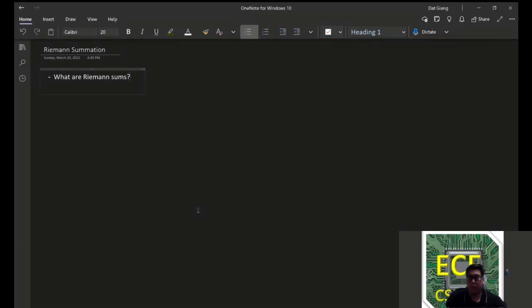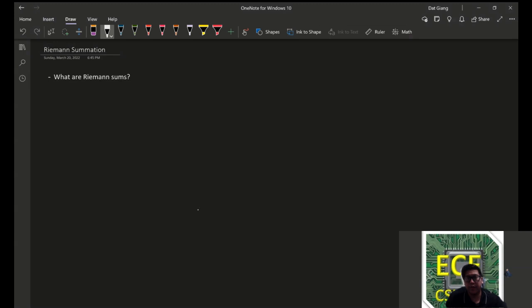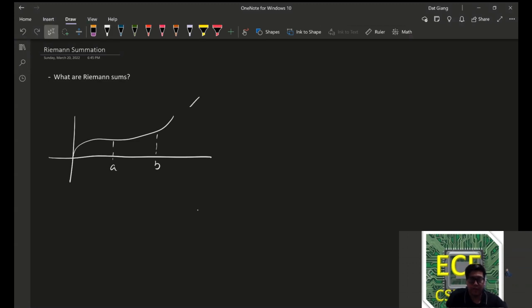Okay, so welcome to the calculus series where we discuss integration. But before we're able to do that, we must talk about the notion of finding the integral. So consider any curve, maybe something that looks something like this, and we bound it between the two points A and B. How do we find the integral of this?